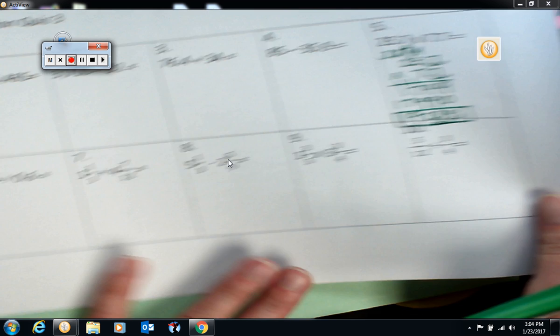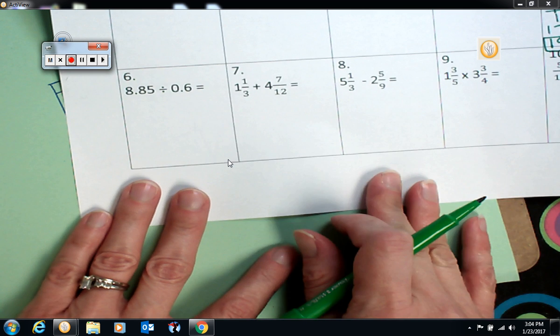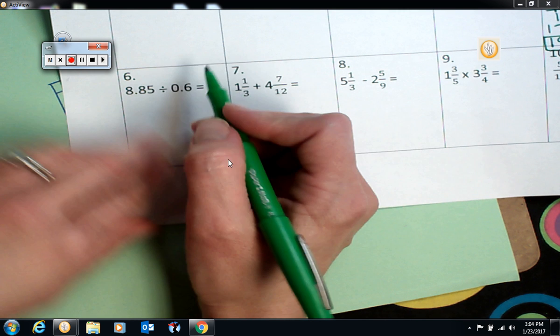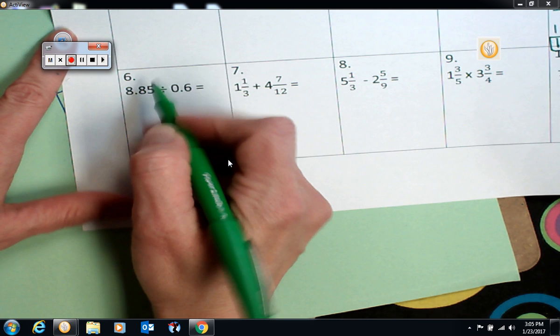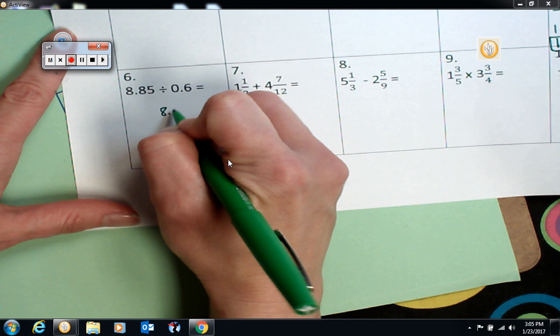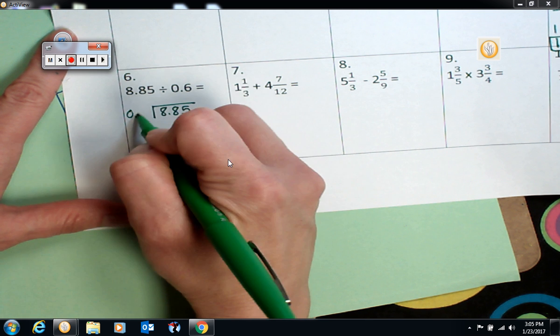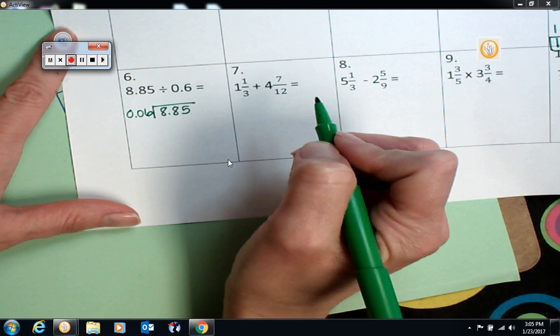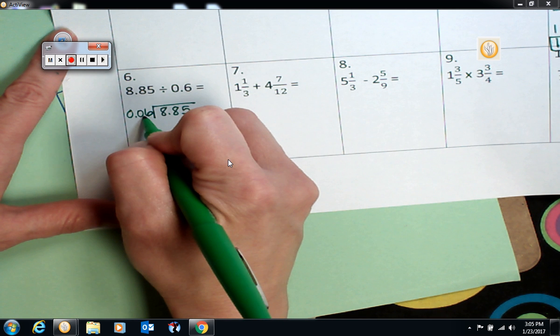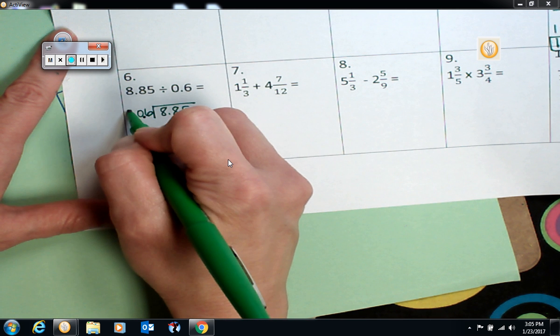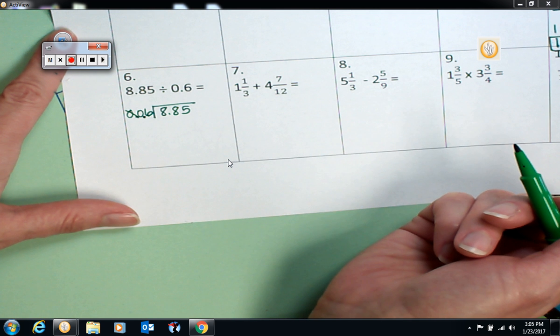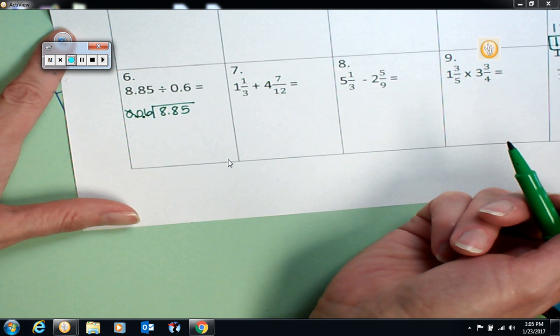Okay, number 6 is division. This one is dividing a decimal by a decimal. So I need to remember that my first number is my dividend, and this number is my divisor. Oh, I put my decimal in the wrong spot, didn't I? Alright, so I have 8 and 85 hundredths divided by 6/10.